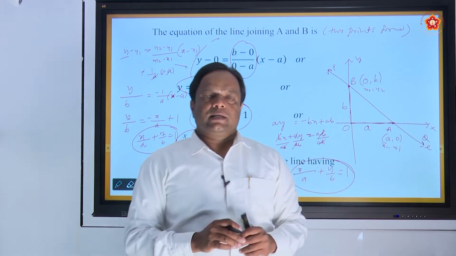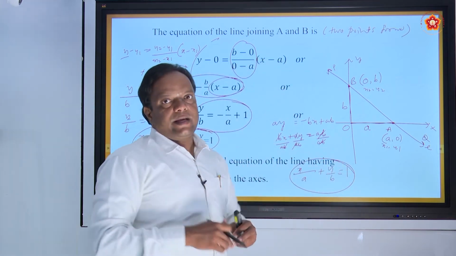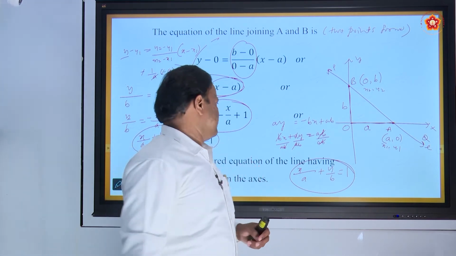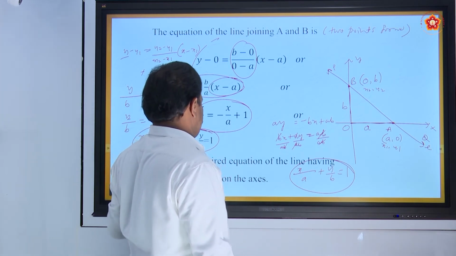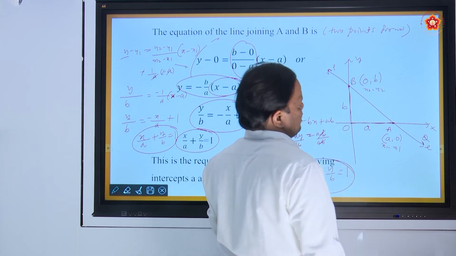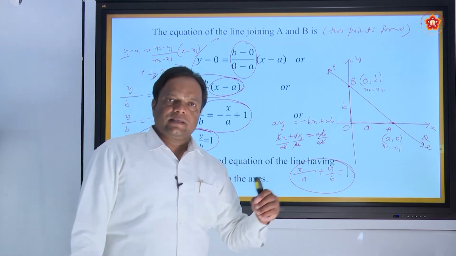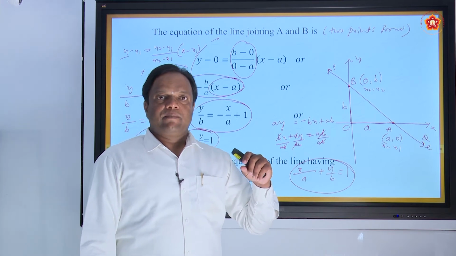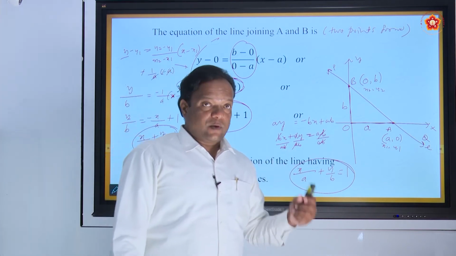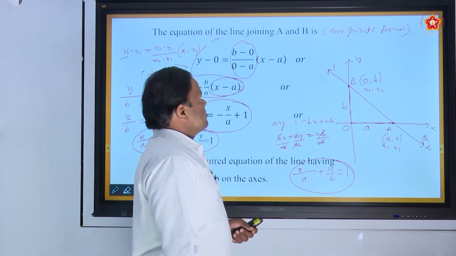This is the equation of a straight line in intercept form, where a is the x-intercept and b is the y-intercept. Here both are positive. So this is the required equation of the line having intercepts a and b on the x-axis and y-axis. Very simple formula, you can remember this one: x by a plus y by b equal to 1. Okay, let us start some examples.